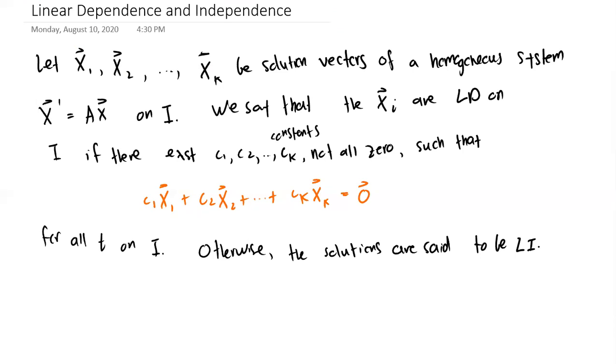If there are no constants, not all zero, for which there is a solution for this on some interval I, then the functions are said to be linearly independent. So this is the same complicated definition that we used in chapter 4 and in chapter 3. However, we also have the Wronskian. So I'm not actually going to go over any examples of using this definition as it is. We're just going to go ahead and use the Wronskian.